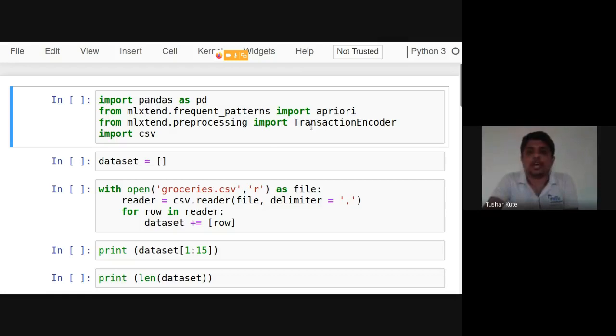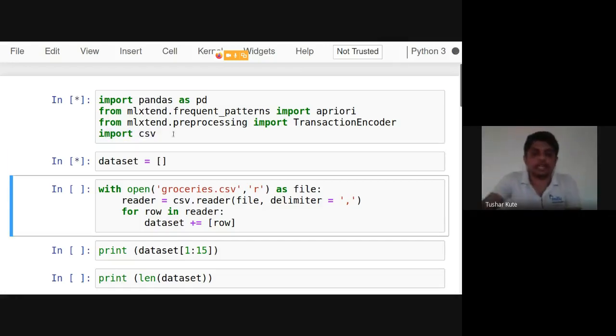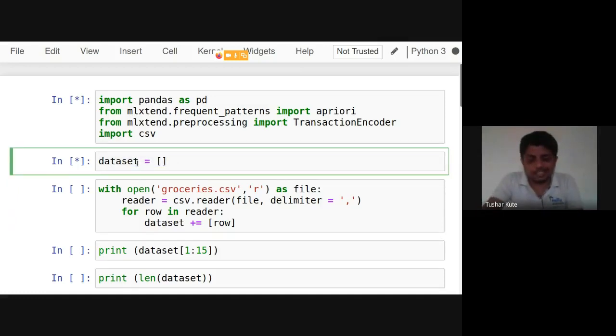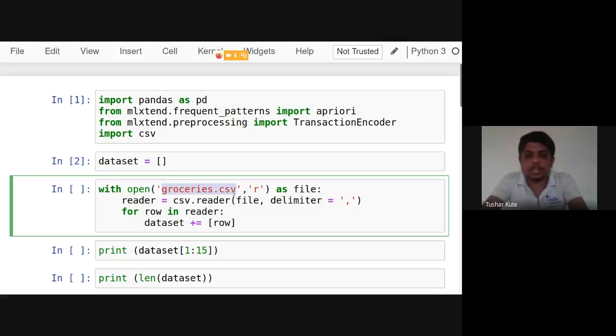In this example, I'm using the CSV package, and with the help of this CSV package, I'm reading a data set. I'm importing it, and I have created a list named data set, and to that list I'm appending one row at a time, first row, second row, by opening this grocery.csv file in reading mode. Reader is equal to csv.reader, reading that file with a comma delimiter, because it's a CSV file and the delimiter it contains is a comma.